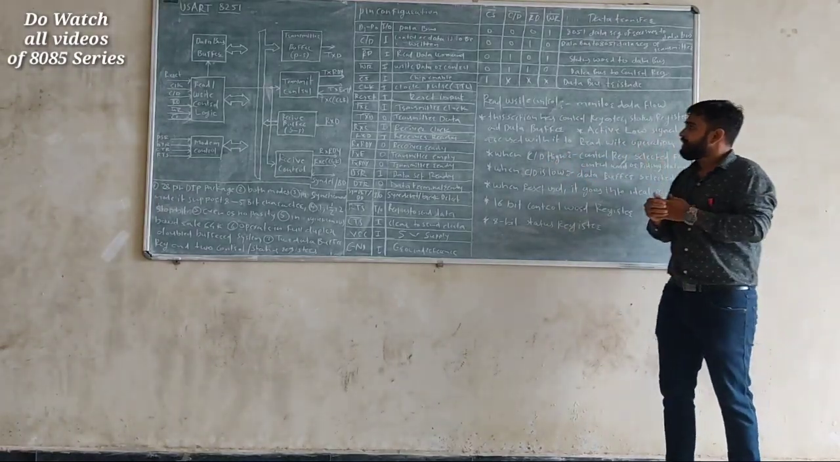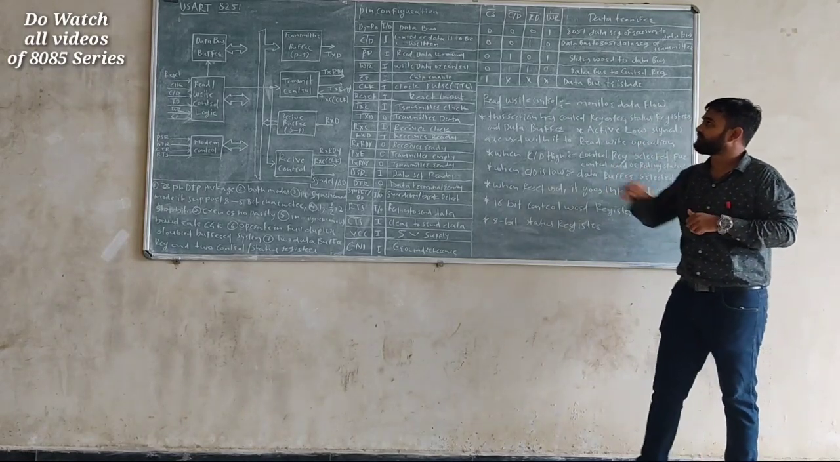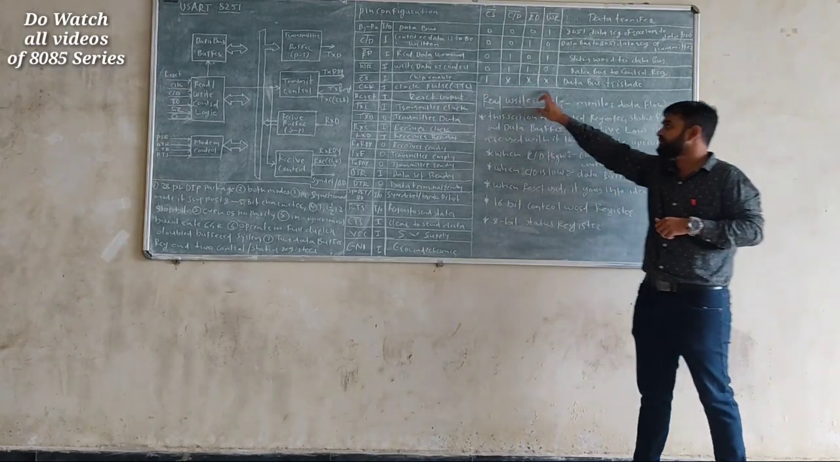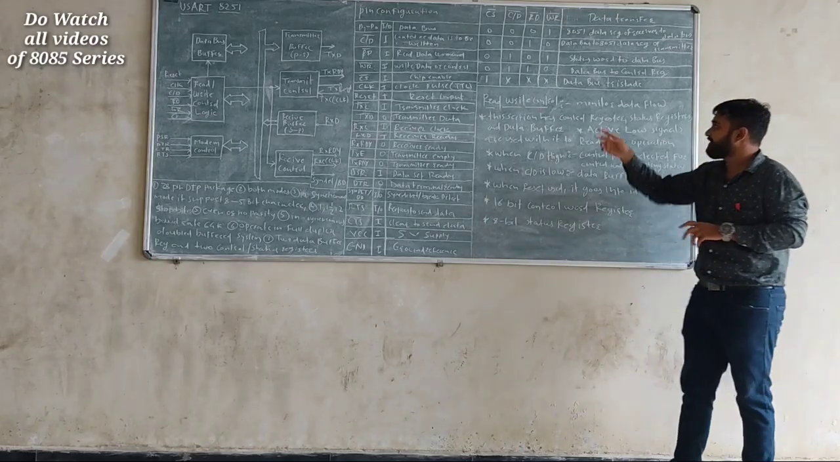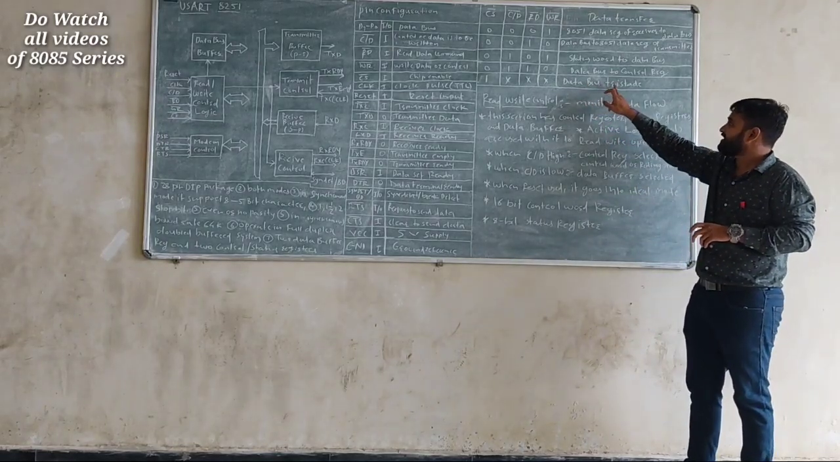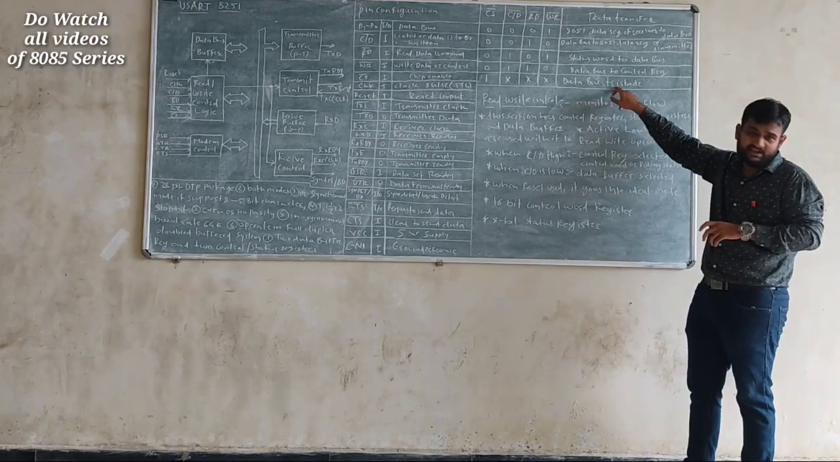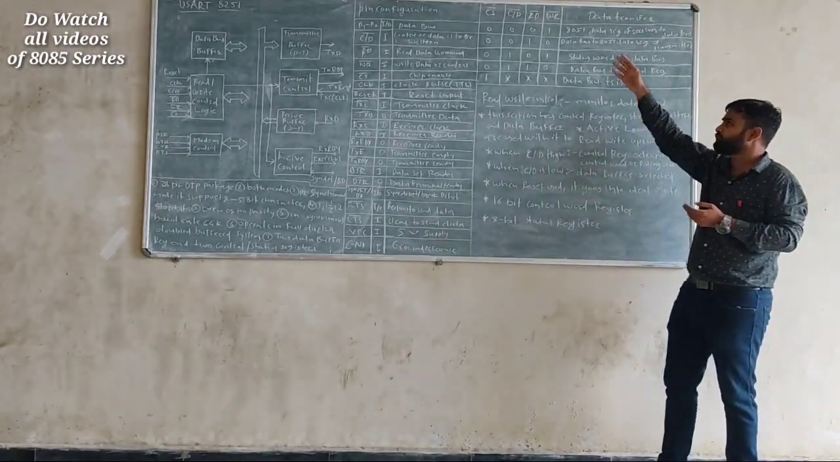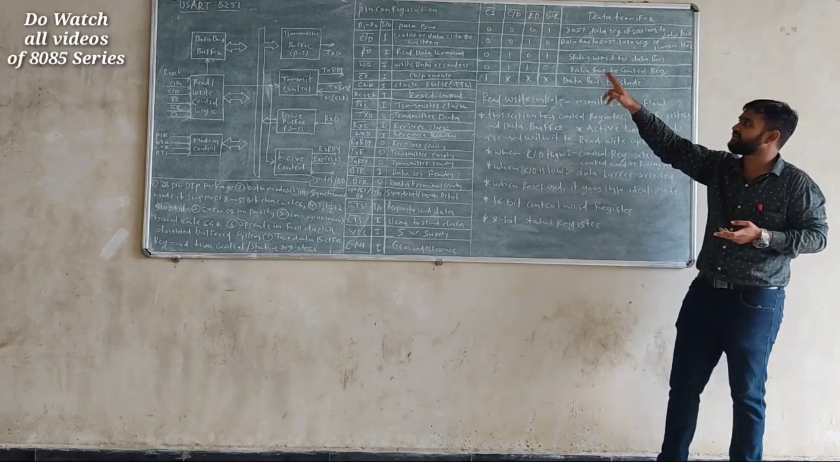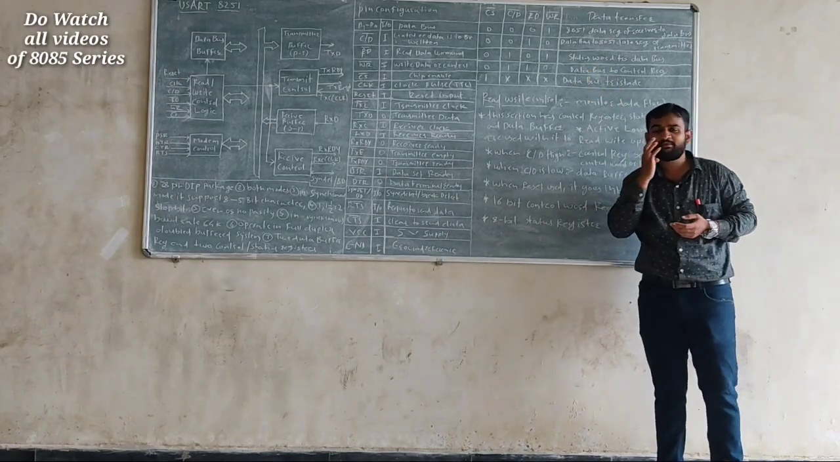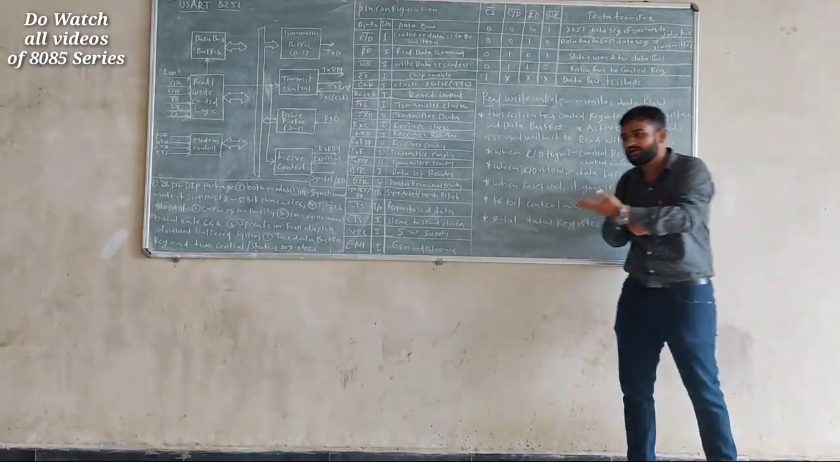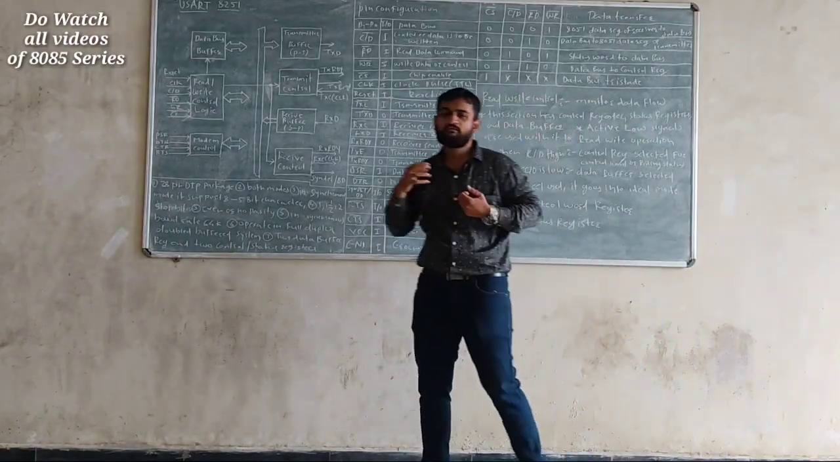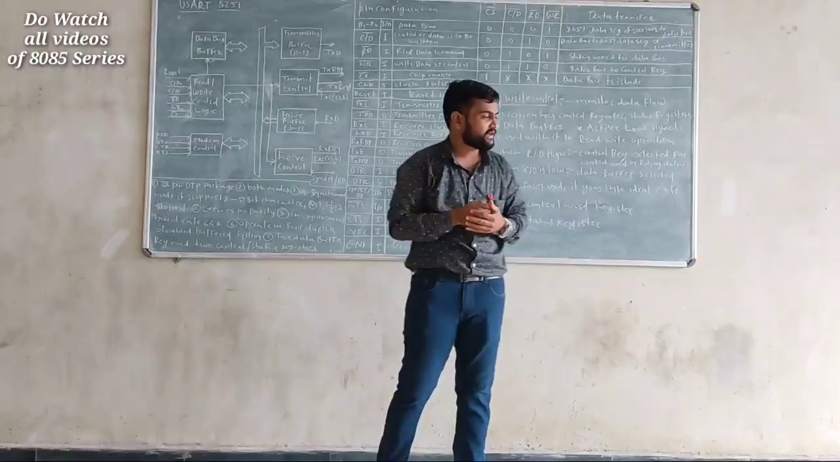Then the last situation is where CS is placed at 1 and everything else is in don't care condition. At that time the data bus is in a tri-state. So ultimately these four changes in pins CS, CD, RD and WR are going to decide when we have to transmit the data, when we have to receive the data, and when we have to know the status of the data.